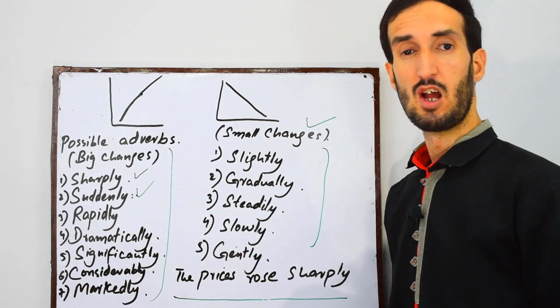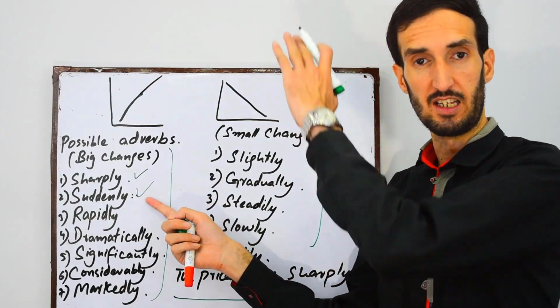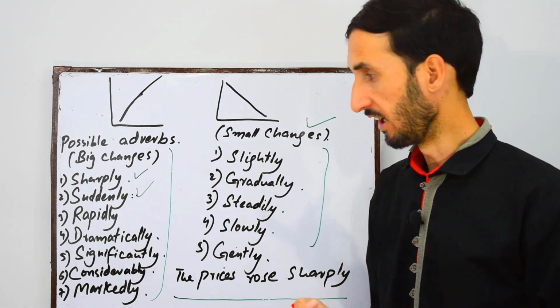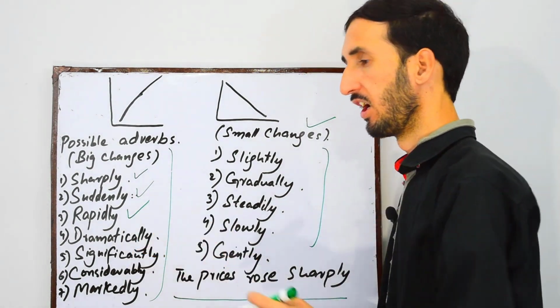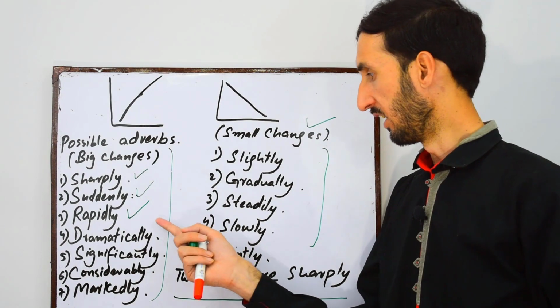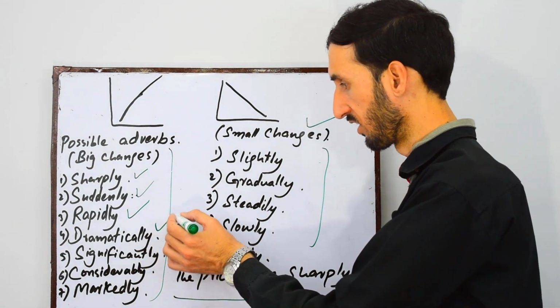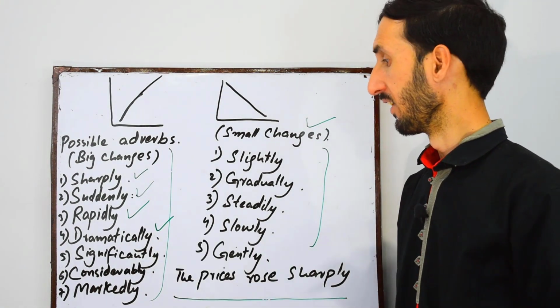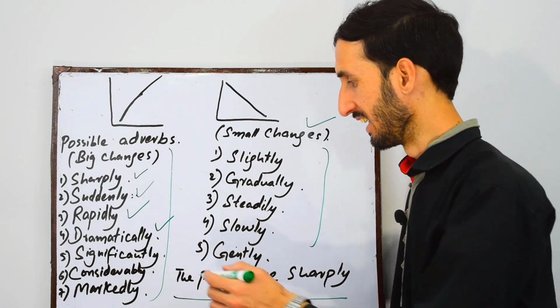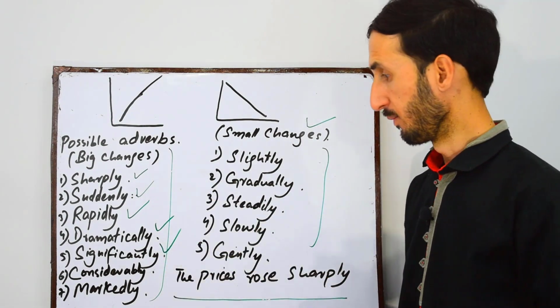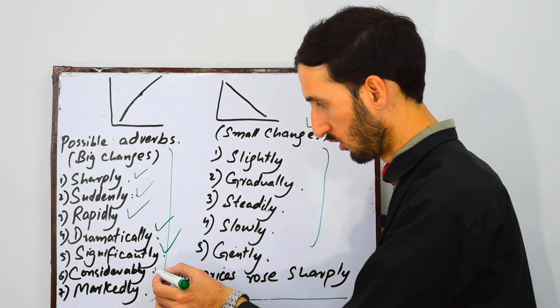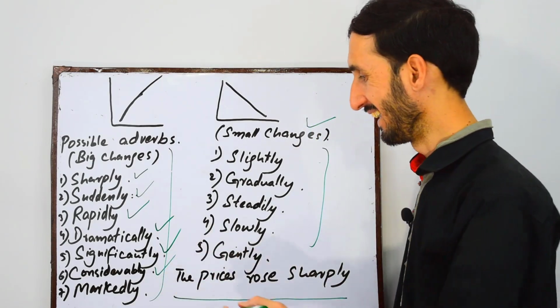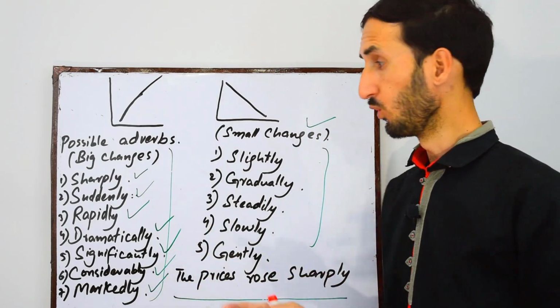The prices rose suddenly. Or the prices rose rapidly. Or this word, the prices rose dramatically. Or the prices increased significantly. Or the prices increased considerably. Or the prices increased markedly. You can use these words.